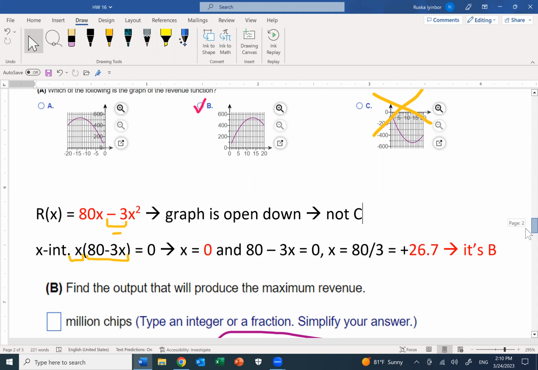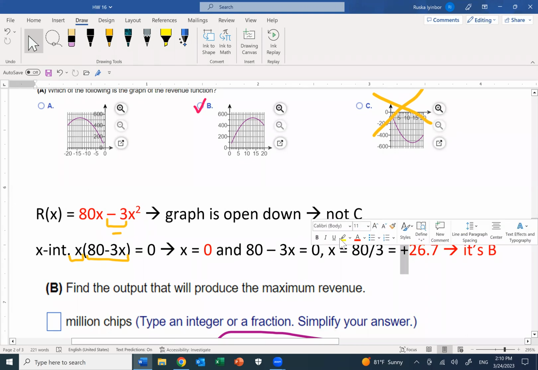which is 26.7. And then looking at my graphs, because it's a positive, this is very important here. It's a positive intercept. That's why it's the graph B, because the graph in A is crossing the zero, and also at the negative side of the x-axis. We need to be at the positive side of the x-axis, so that's why it's the graph B.